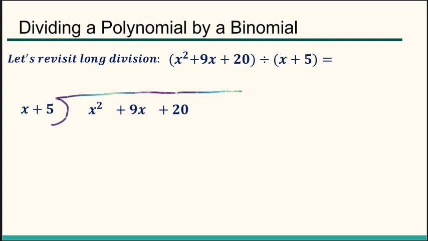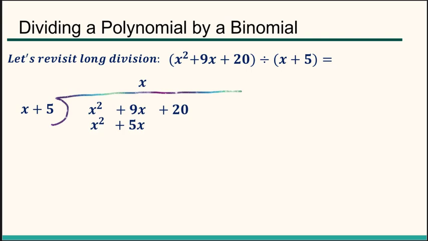I need to look at x plus 5 into x squared plus 9x. So x goes into x squared, x times. Since I have two terms, I'm going to put it over that second term so I can keep my place here. I do just like I normally do in long division.